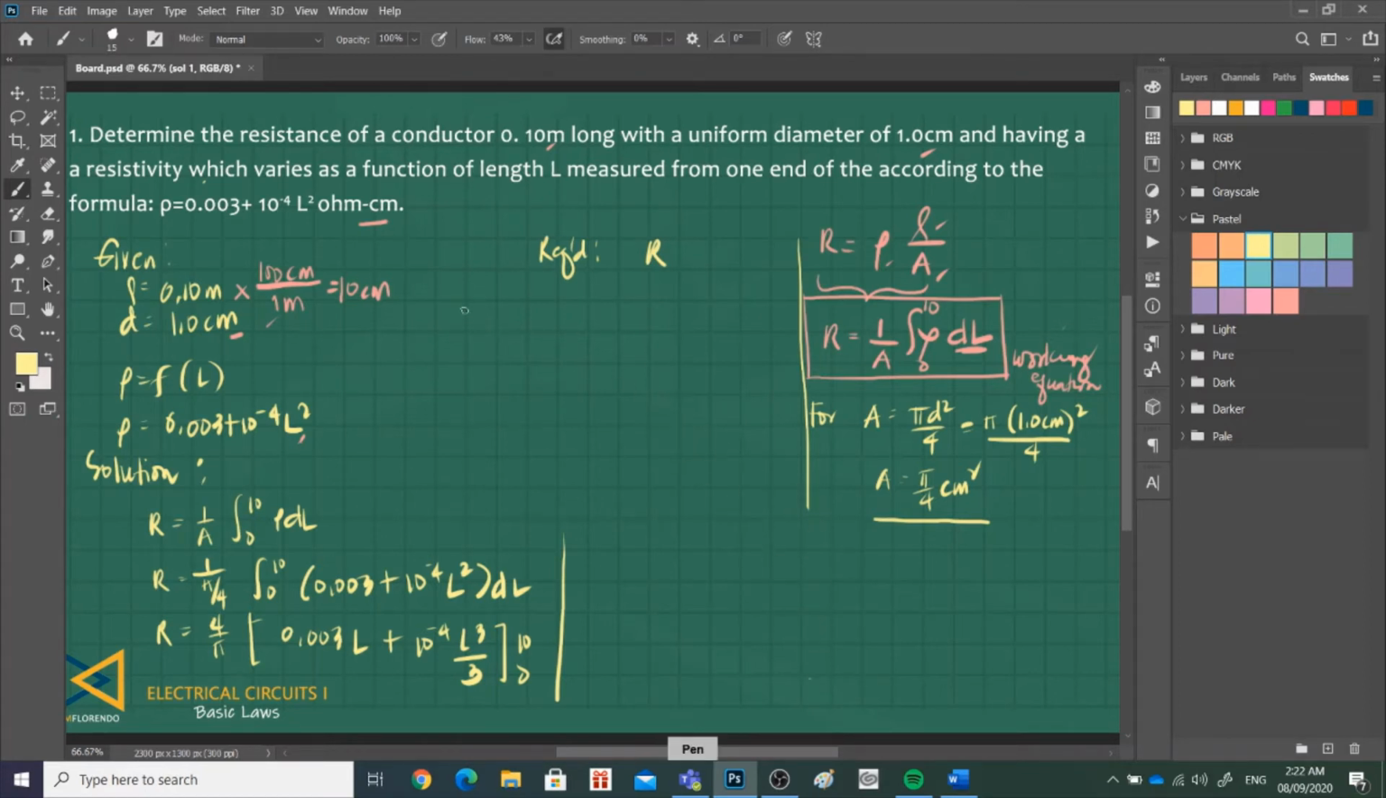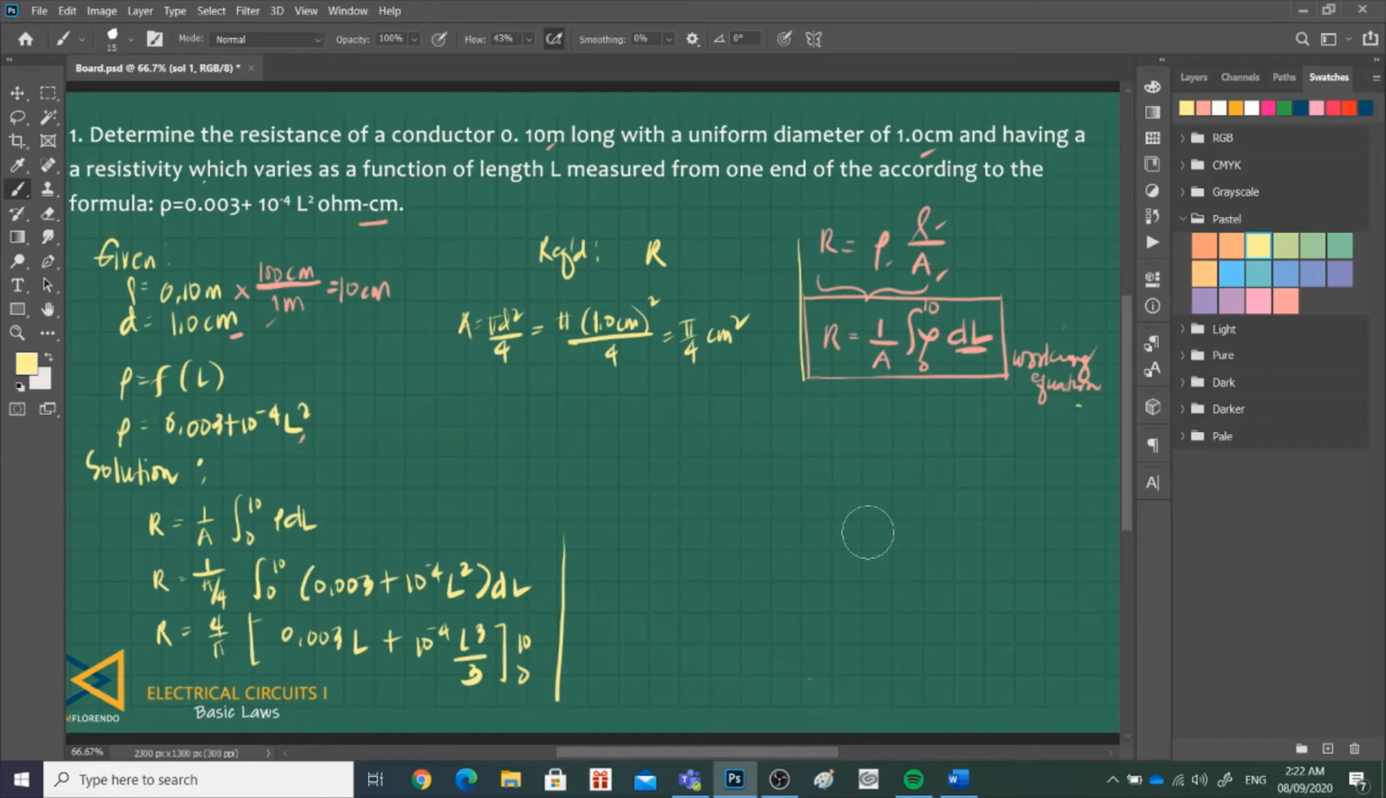Dapat dito na lang nilagay yung area. Lipat ko lang. Tagalin na natin ito dito, para malaki ang space.